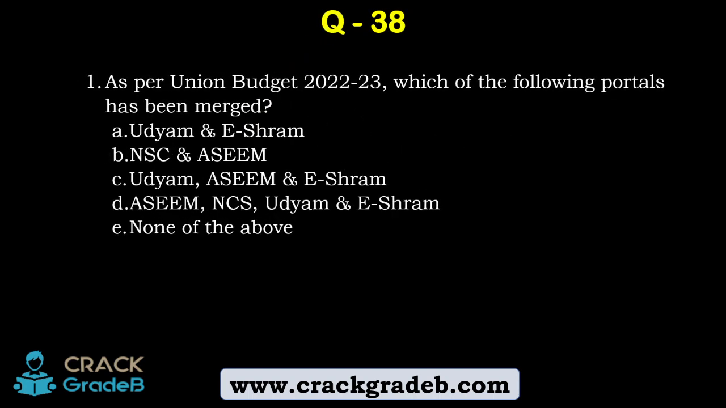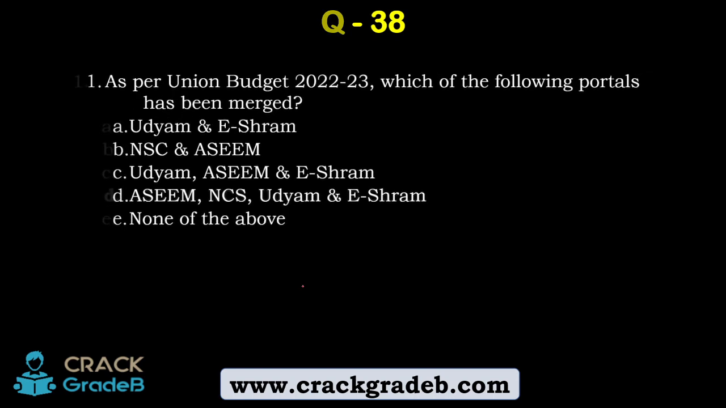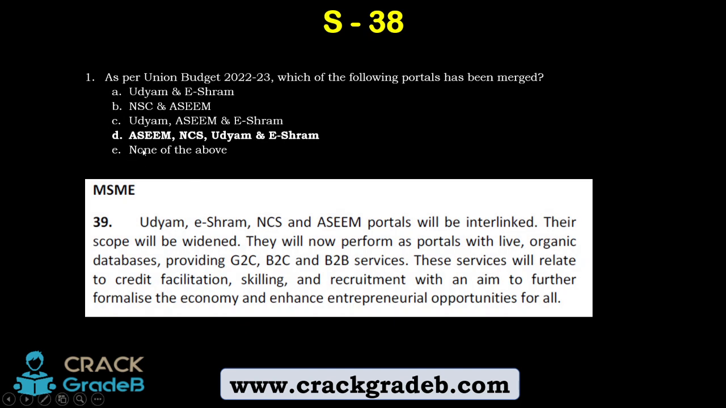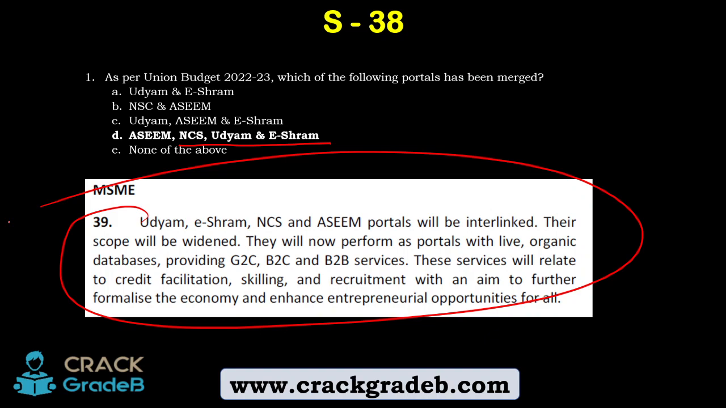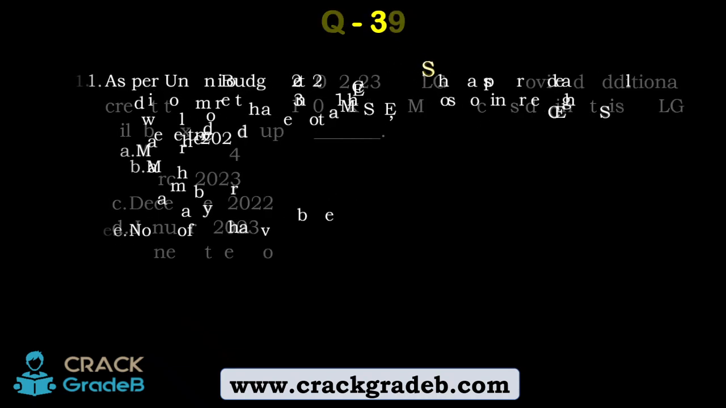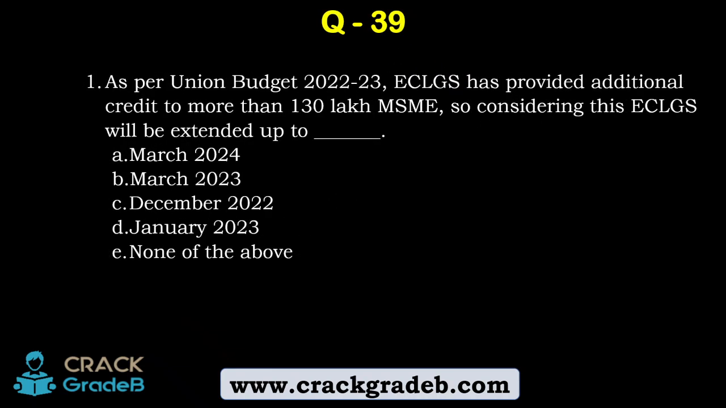As per the budget, which of the following portals has been merged? So let's straight away see the answer. The answer is ASEEM, NCS, Udyam and e-Shram will be merged, right? They will be interlinked to widen their scope. Let's move forward with question number 39.